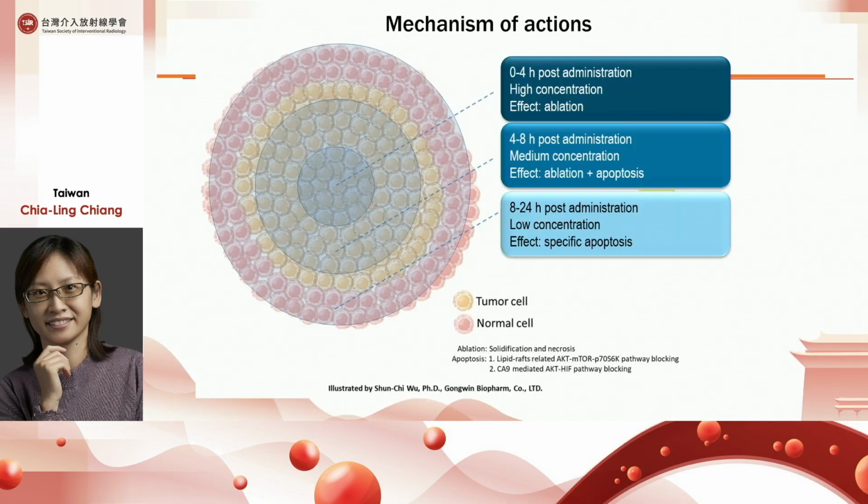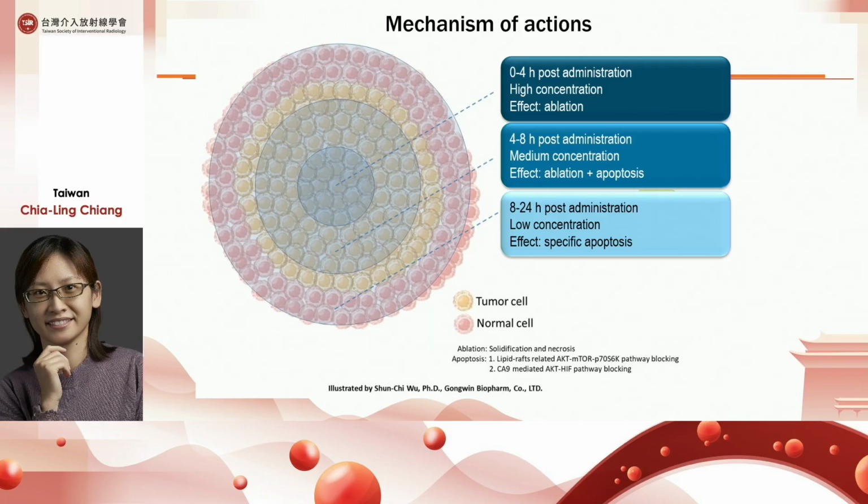Then let's look at how PTS works inside the tumor. Its effect can be divided into 3 parts. The first zone, in the center, has the highest concentration. Within 4 hours after PTS is injected, the main effect is chemical ablation. And then 4 to 8 hours after PTS is given, there is a median concentration in the outer zone, with the PTS diffusing a little peripherally. And the mechanism is both chemical ablation and apoptosis.